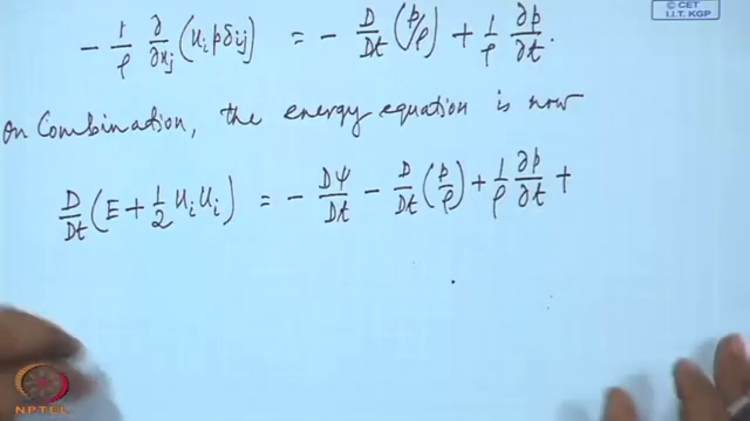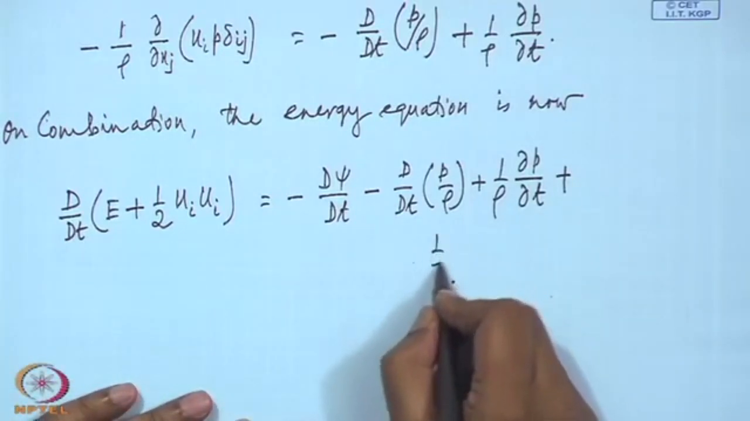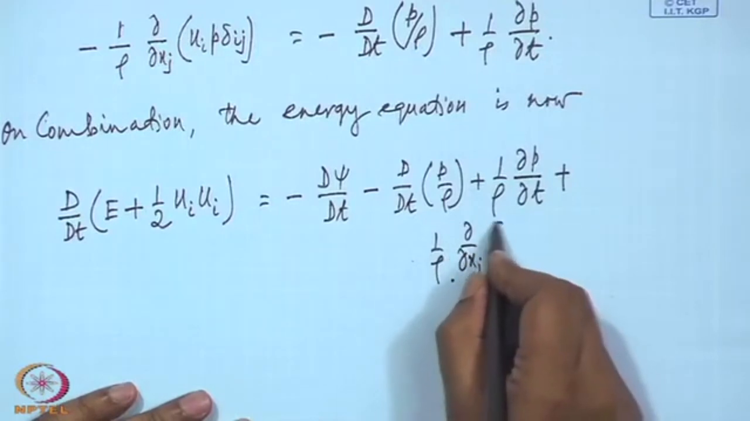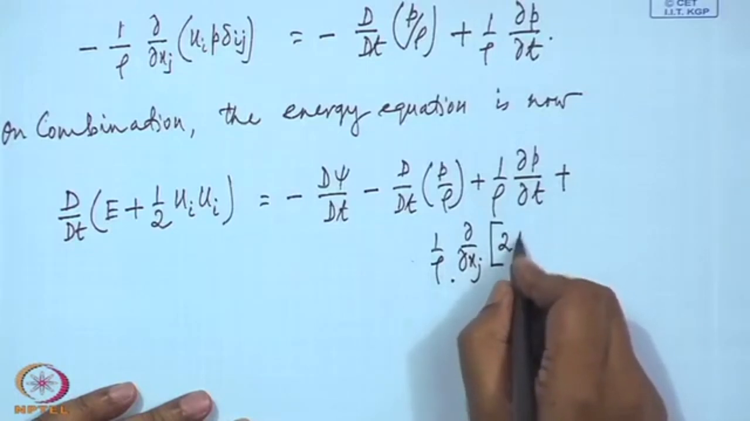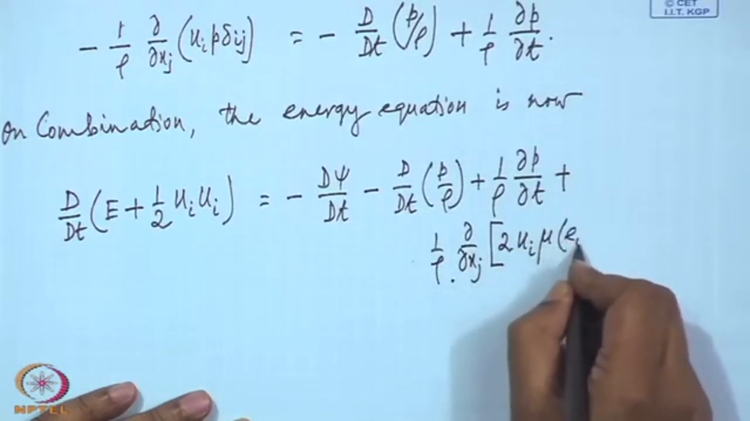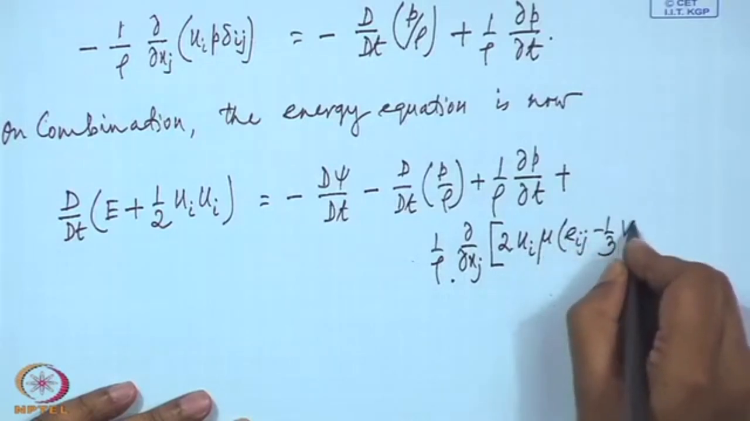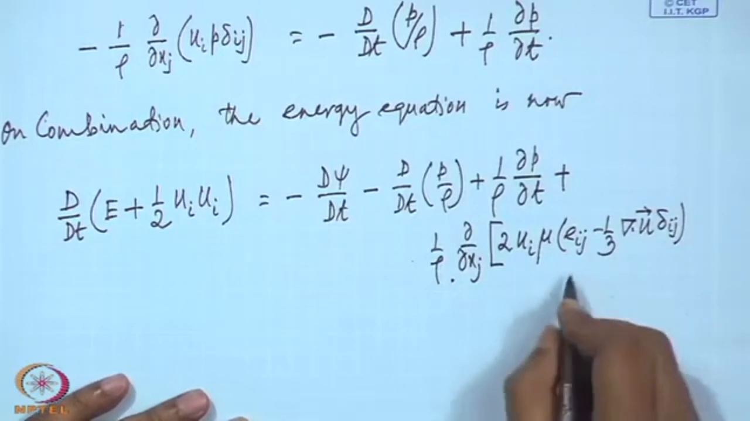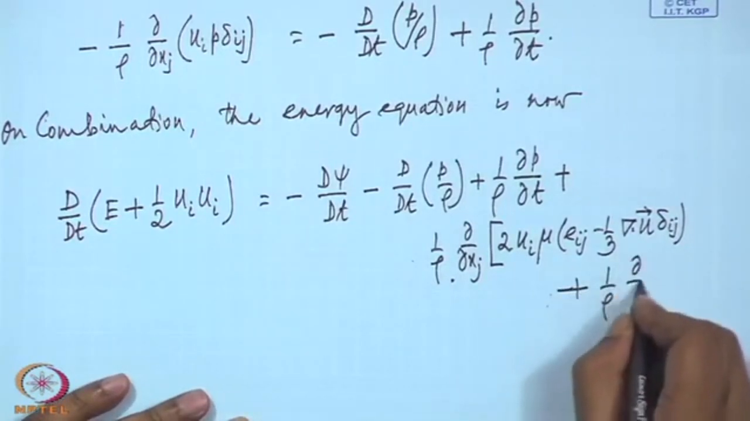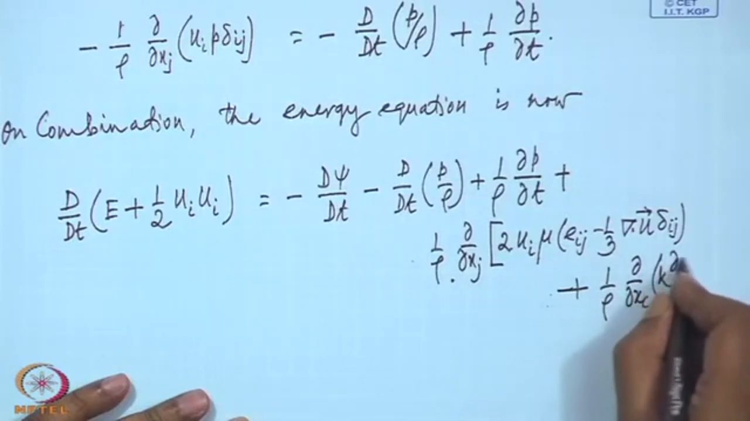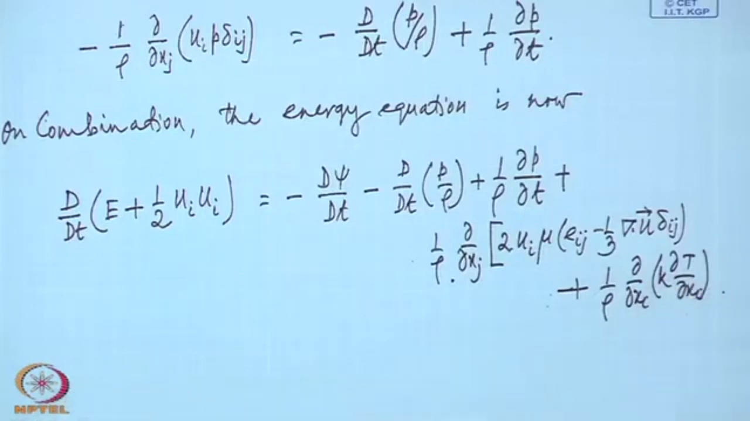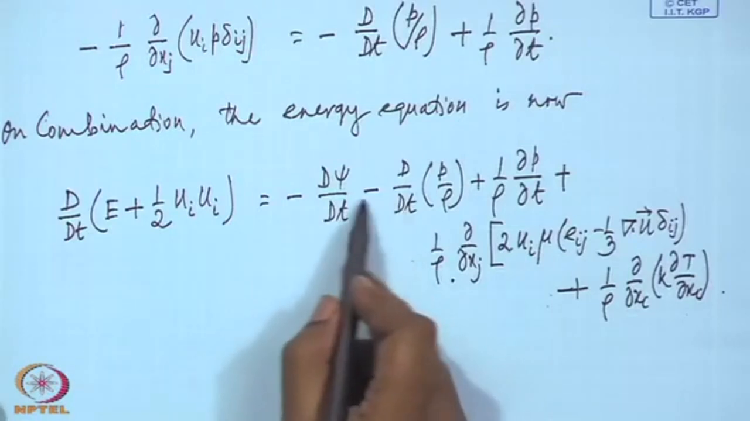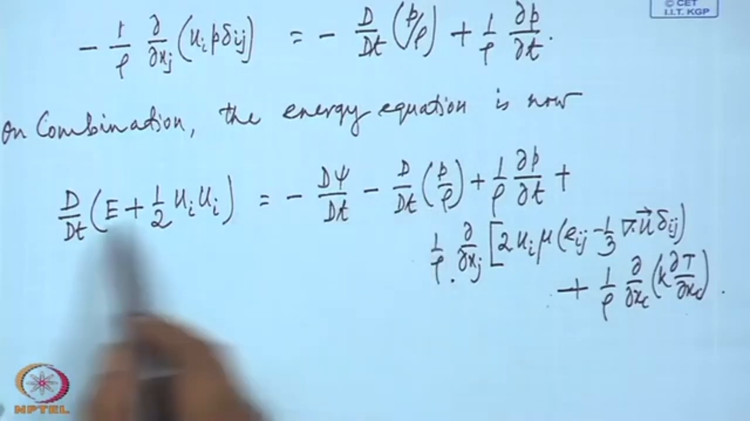plus whatever remained in that: 1 by rho d/dx_j of (2 u_i mu e_ij minus 1/3 ...) plus 1 by rho d/dx_i of (2 u_i mu e_ij minus 1/3 ...). These two terms which contain the material derivative, we will also bring to the left hand side.